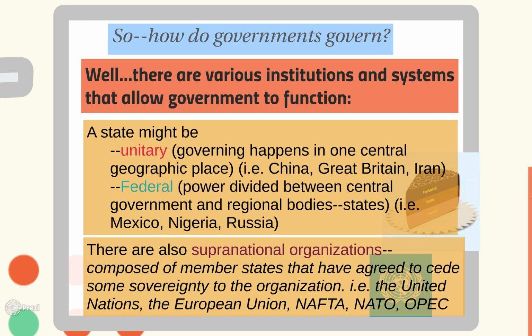So these are the systems that allow a government to actually do the job of governing. So what do those look like? A state at a broad level might be unitary or federal.